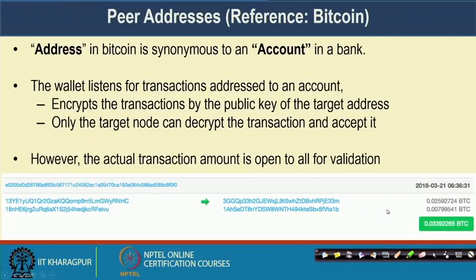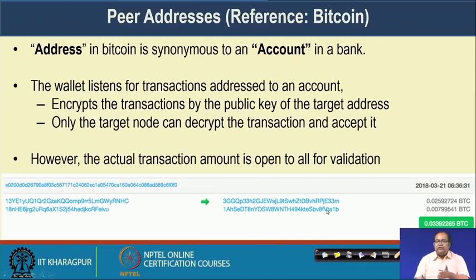These addresses in Bitcoin are analogous to an account in a bank. Every address uniquely identifies a user, so for every user, one address is associated with him or her. The wallet listens for the transactions addressed to an account, and these transactions are encrypted by the public key of the target address. So, only the target node can decrypt the transaction and accept it, understanding that this particular transaction is intended for itself, and the wallet accepts the transaction and publishes the availability of this much amount of Bitcoin to his or her wallet.